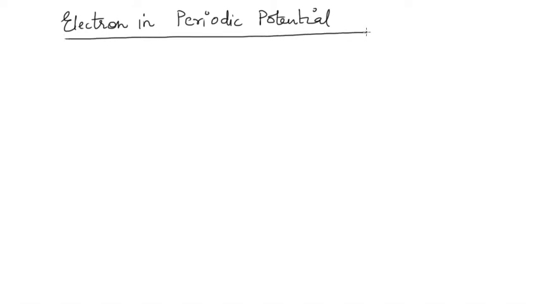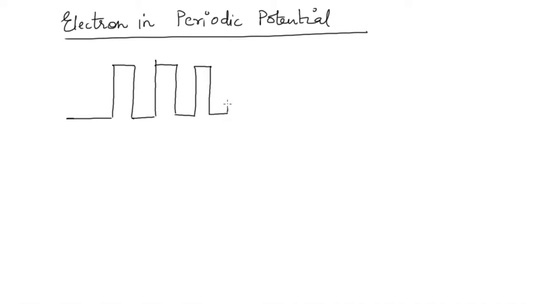So we are going to study an electron in a periodic potential. What kind of potential is it? The potential has an infinite row of rectangular potential wells separated by barriers of width b. And this I have explained in the last lecture.